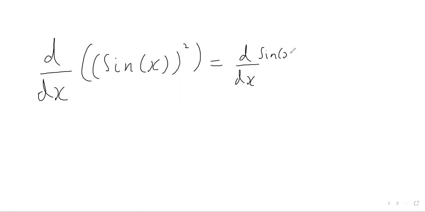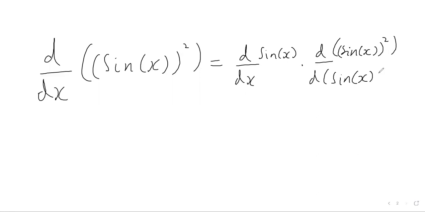So d by dx of sine of x gets us cos of x. And we multiply this by the derivative of this sine x all squared, with respect to the sine x. So again, this is just applying our chain rule formula. As I said before, when you differentiate sine with respect to x, you get cos of x.